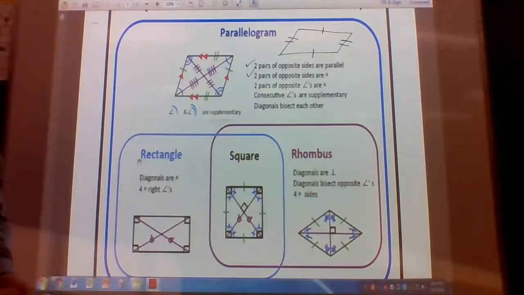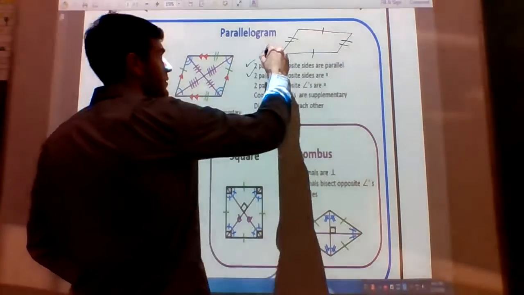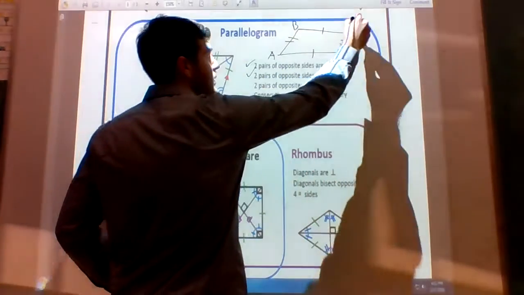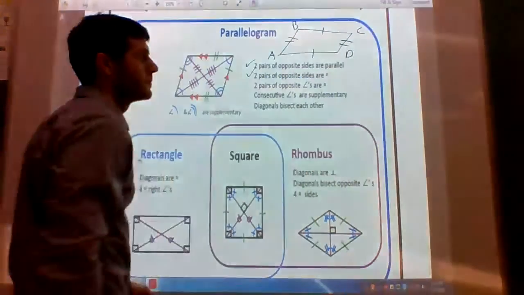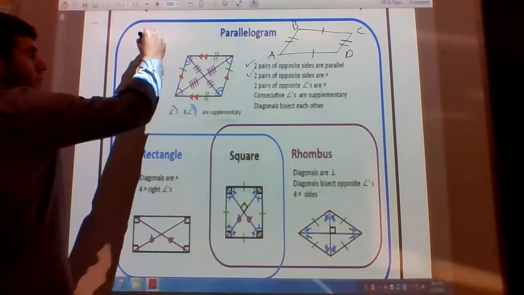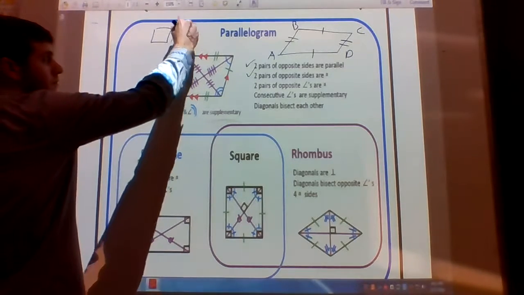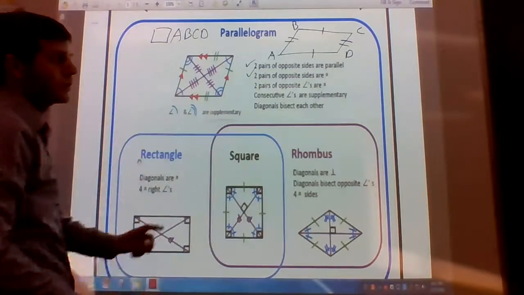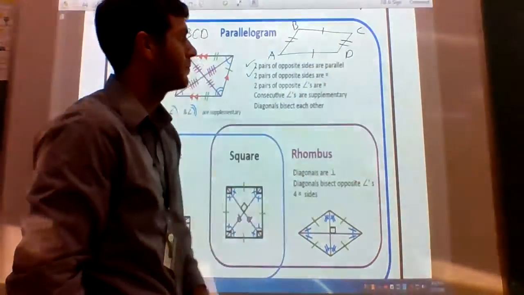Two pairs of opposite angles are congruent. Okay, so we begin with A, B, C, and D. We want to name our quadrilateral. We would name it ABCD. You just go in order: A, B, C, D.